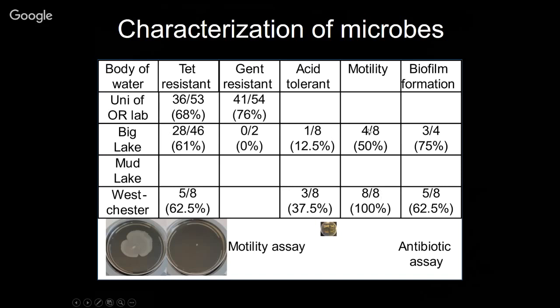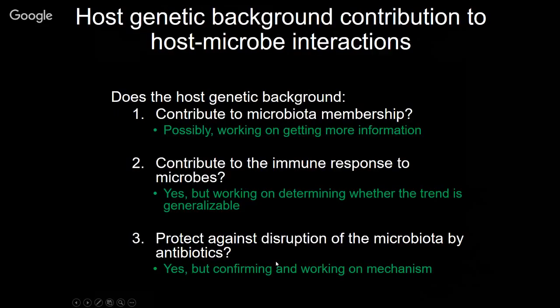We also started characterizing our microbes, both in terms of motility and biofilm formation. This is something that Rachel is now working on. This was started by Ruth, and now Rachel is looking at determining whether there's a difference in the microbes isolated from the guts of fish from these different populations in terms of motility and biofilm formation, because this will give us some indication of what's actually going on in the lab. And this is just showing how these assays are done.